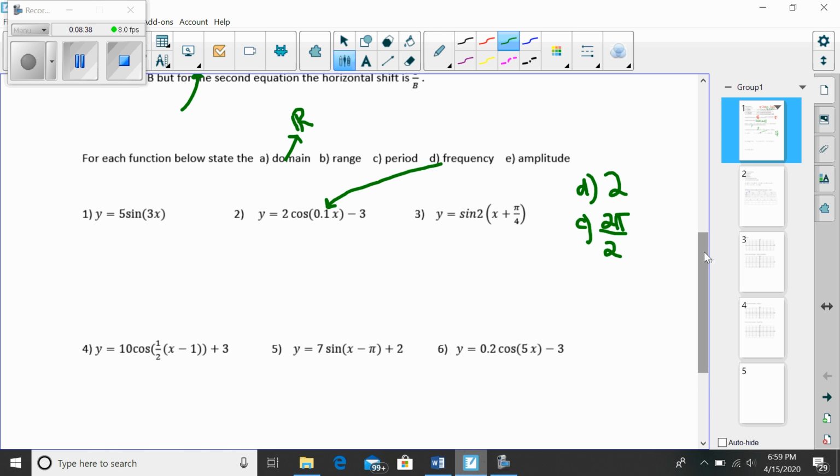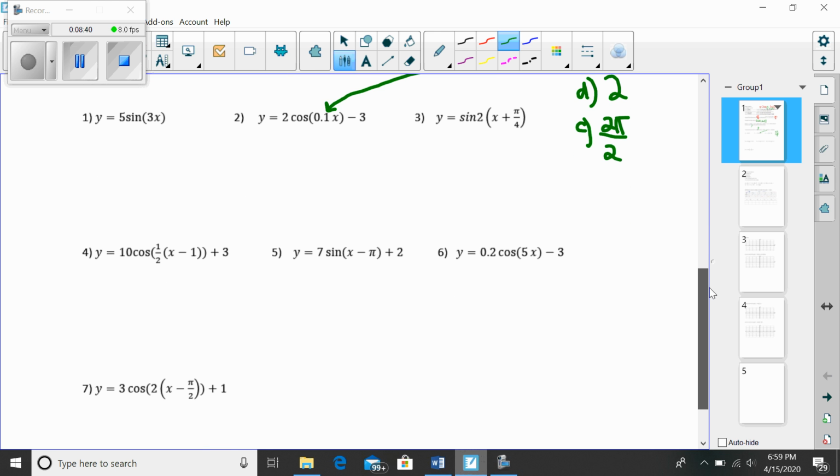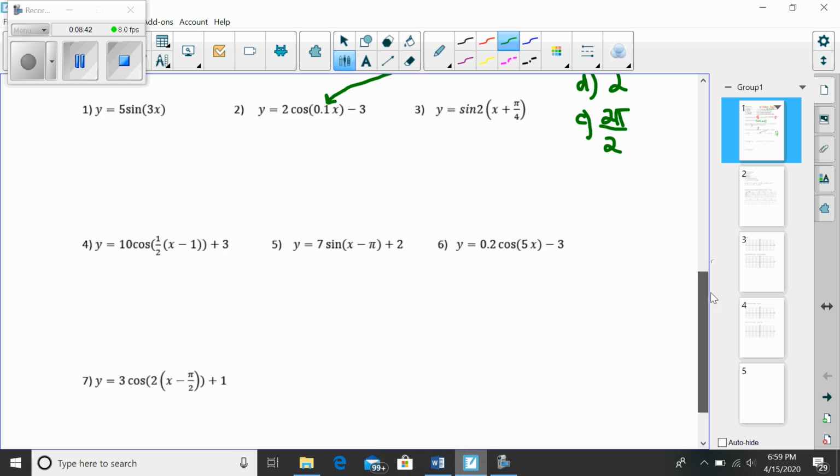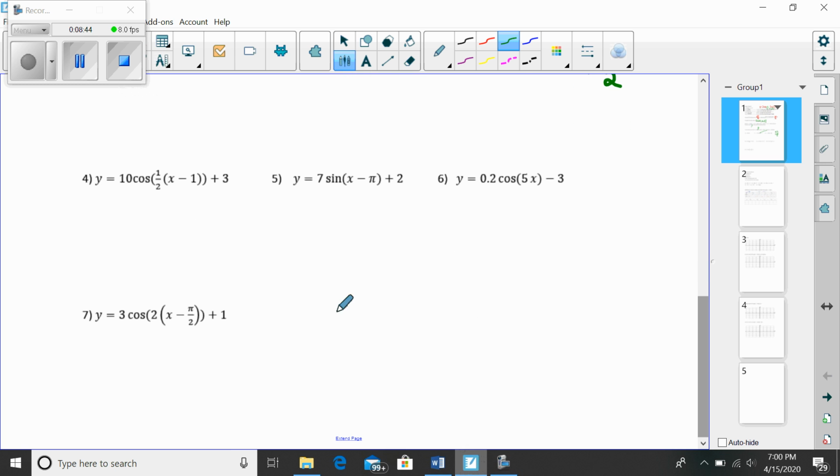So let's do one of these together. So let's actually do number 7, the most difficult problem on here. So again, A asks for the domain, which is all reals. Okay, domain is unaffected by any of the crazy stuff that I'm doing here. All right, letter B then asks me for the range.